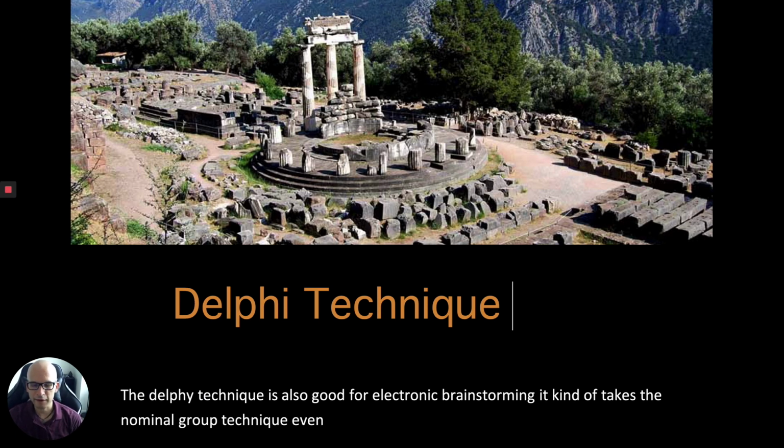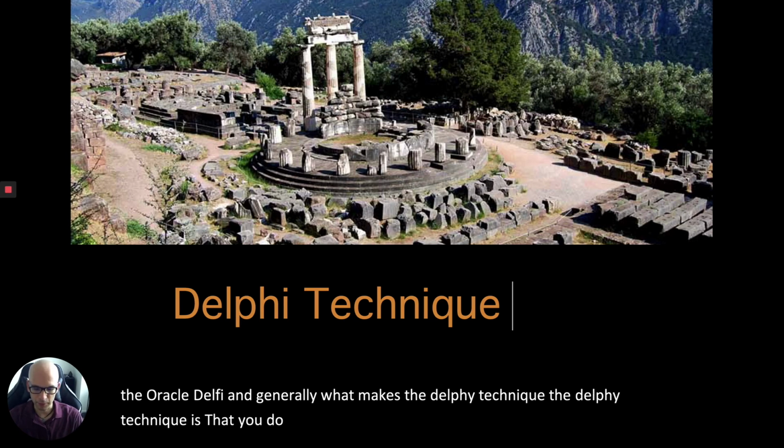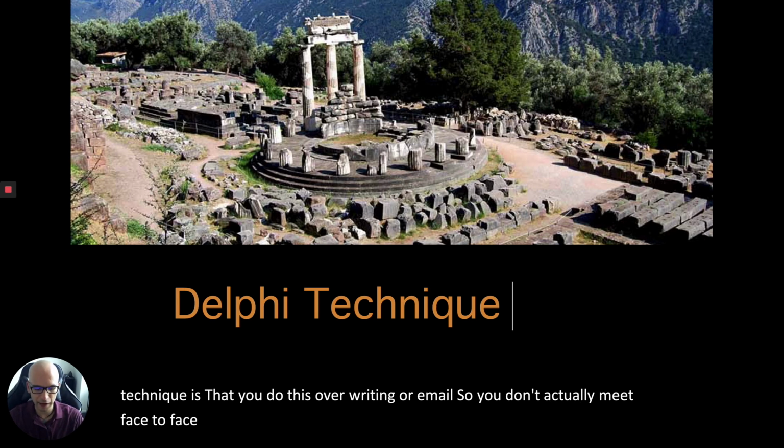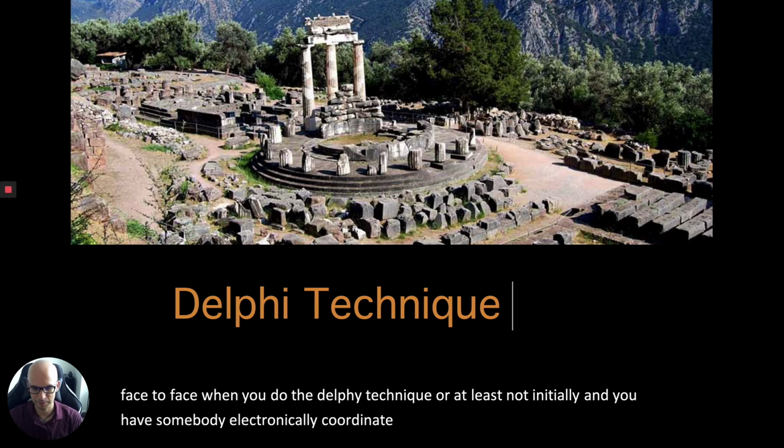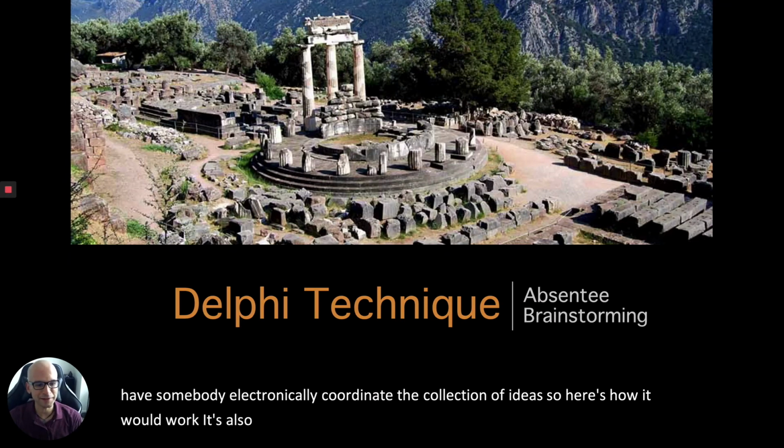So the Delphi technique is named after the Oracle Delphi, and generally what makes the Delphi technique is that you do this over writing or email. So you don't actually meet face-to-face when you do the Delphi technique, or at least not initially. And you have somebody electronically coordinate the collection of ideas. So here's how it would work. It's also known as absentee brainstorming, by the way.